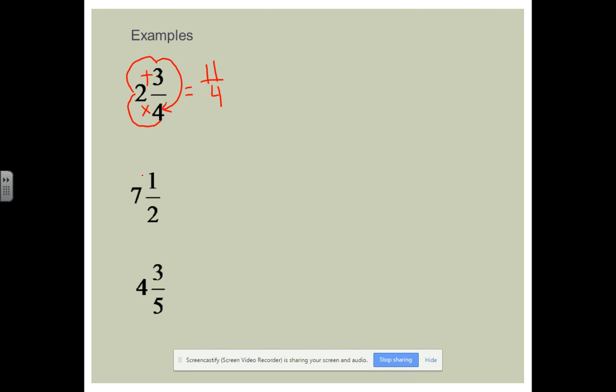My next example is 7 1/2. I'm going to do the same thing, T and X for Texas. And now my popcorn, 2 times 7 is 14, plus 1 is 15, all over 2. So 7 1/2 is equal to 15 over 2. And my last example, 4 3/5. 5 times 4 is 20, plus 3 is 23, all over 5.